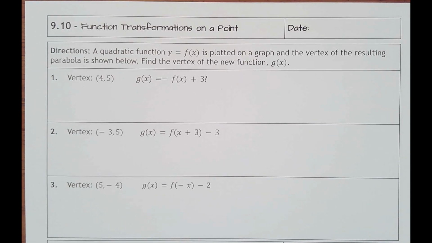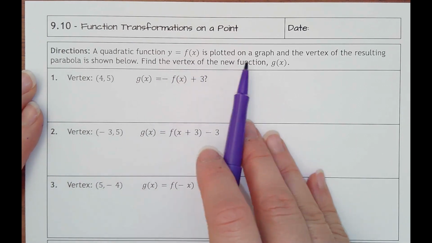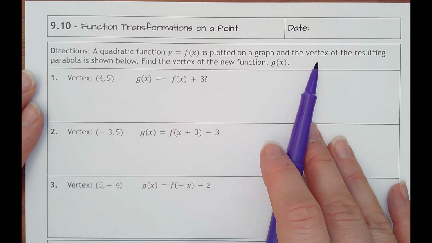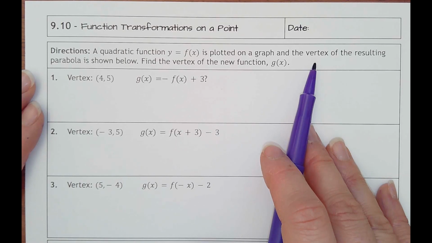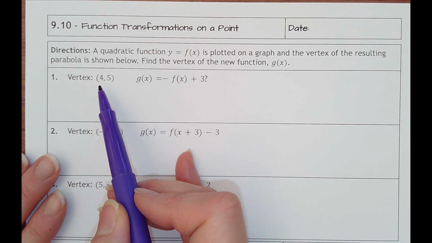Lesson 9.10 is function transformations on a point. So this is being able to take a point and do the transformations without having a graph. And these are all going to be quadratic functions, y equals f of x, plotted, and we know quadratic functions have a vertex at that minimum or maximum. It's basically giving us a characteristic point, I don't know if that's a word, but a point that we can then do transformations with.